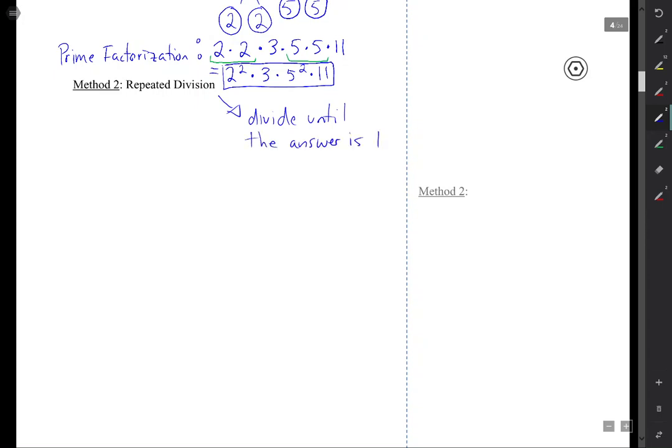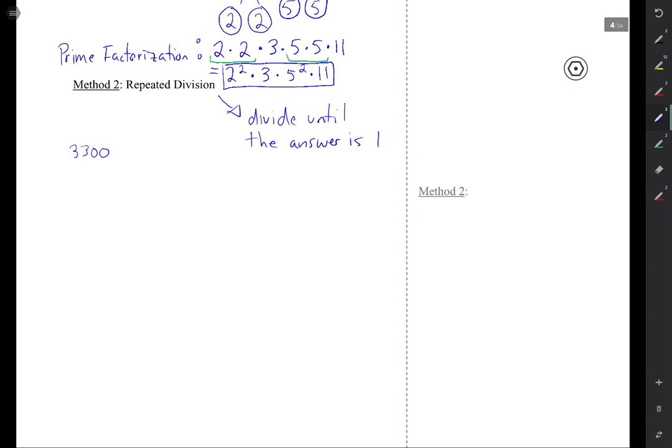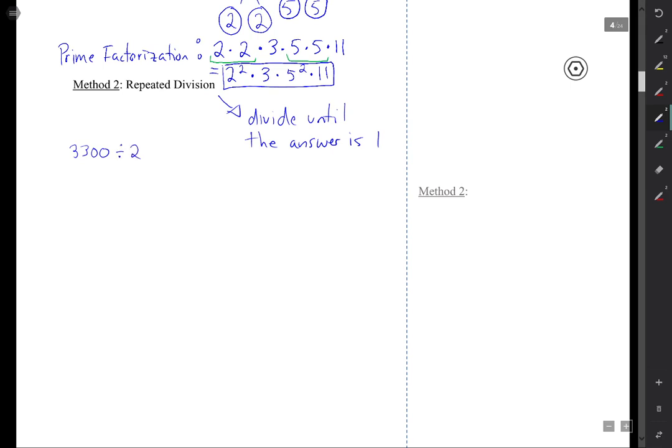So let's start off with our number, 3,300. And I'm just going to start dividing by prime numbers until the answer is 1. So a prime number that we could divide by is, let's just do 2. I know 3,300 is even, so let's divide by 2. So 3,300 divided by 2 is 1,650. Now what we're going to do is we're going to take this 1,650 and write it over here. And this is now the number we're starting with, and we're going to divide into.